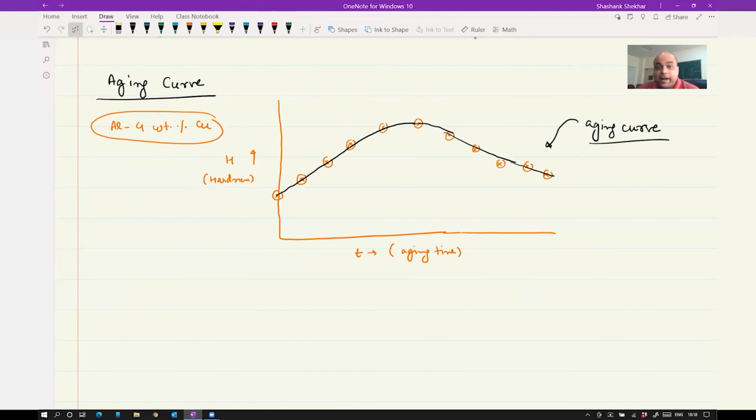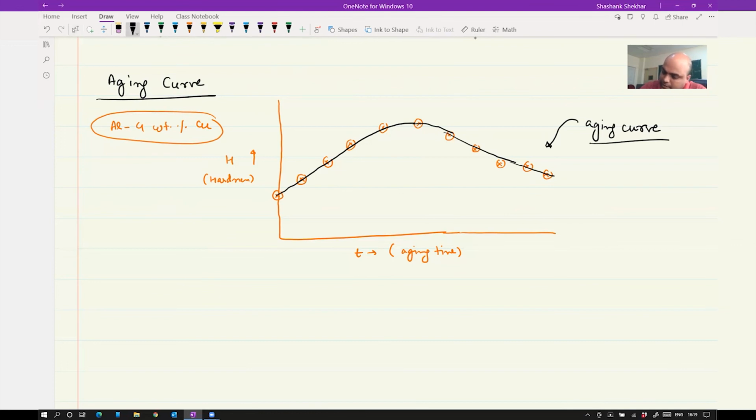Okay, and now why do we call it aging curve? Because we are keeping the sample at a particular temperature for a long time. So it's like aging. With age, we also age. The sample is also going to age. That's why this whole phenomenon is also called age hardening. With respect to age, the material is hardened. So we call it age hardening, and this particular curve here is called the aging curve.